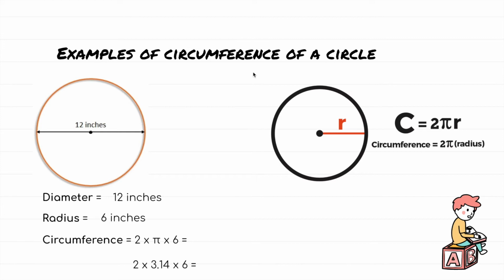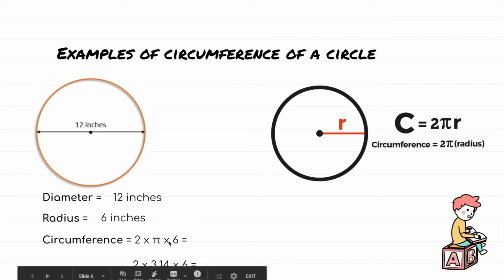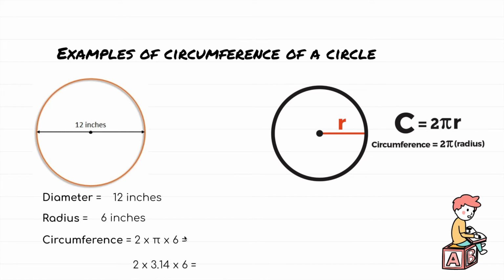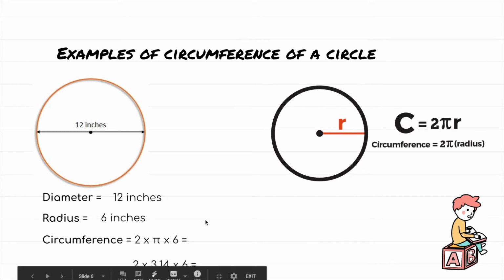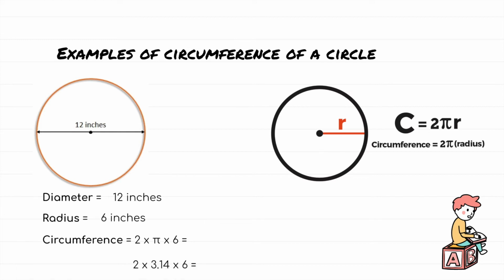So to solve the 2 times pi times 6, you can always put this equation into your calculator to use the pi symbol. Or if you're told to work this out by hand, you would do 2 times 3.14 times 6. And you will end up getting the same answer, which is 37.7 inches for both equations.